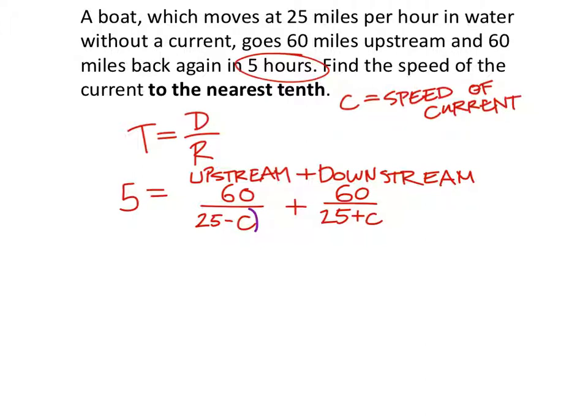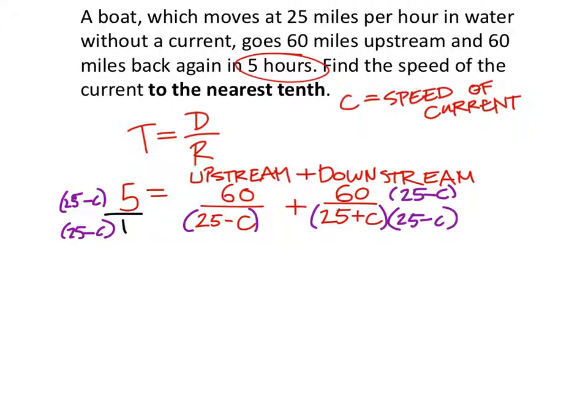So for example, right here I've got a 25 minus C. And then in this other term, I've got a 25 plus C. The 5 is just 5 over 1, which isn't too bad. But I need 25 minus C and 25 plus C in all the denominators, right? So let's just start with 25 minus C. So I'm going to multiply this one by 25 minus C. Well, I also need to multiply this other term by 25 minus C also. So we're looking at multiplying those as factors of 1, which is good.